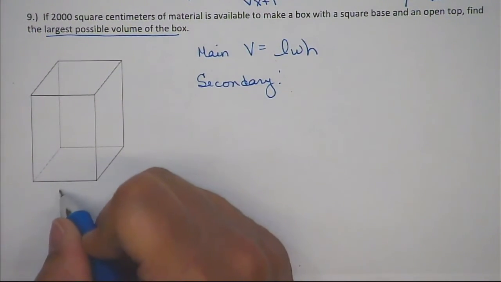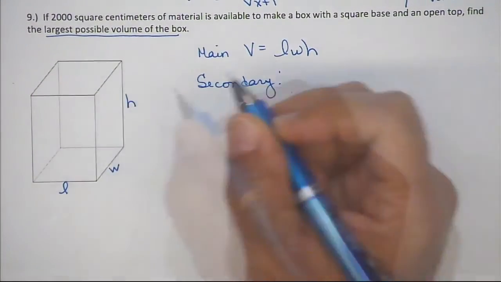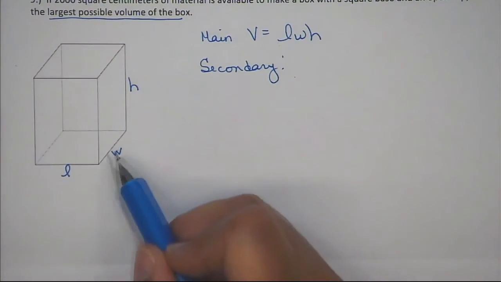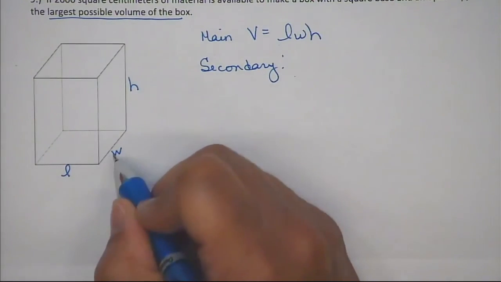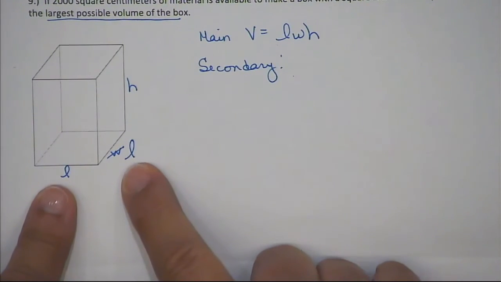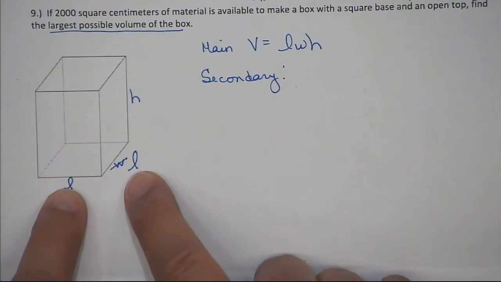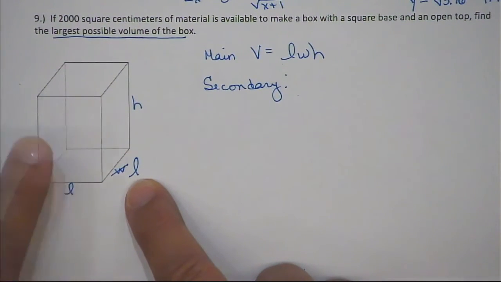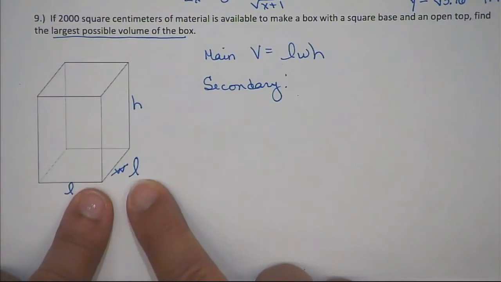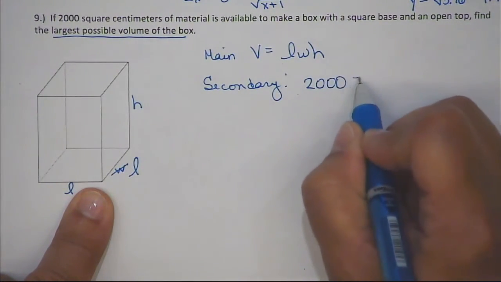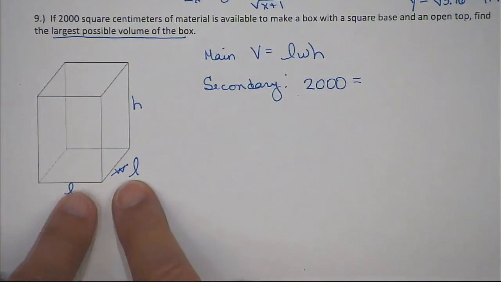So let's talk about, I'm going to label length, width, and height. I need one variable. So first off, if I have a square base, I can make both of these the same. So I'm going to get rid of the W and call it L, because the length and the width would be the same. It says it's a square bottom. All right. And I have surface area. I'm building the box. So the surface area is 2,000, and that equals the formula for surface area.